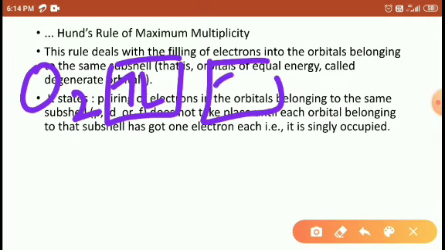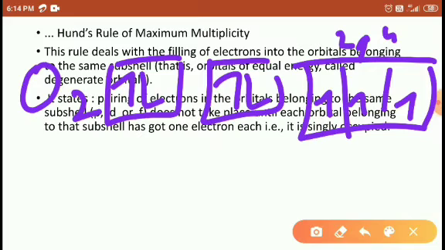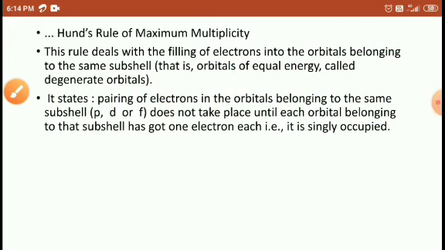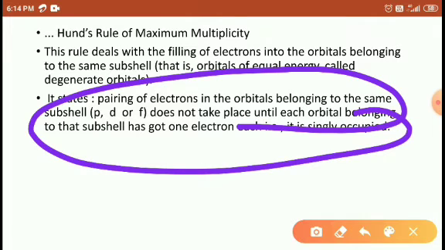1s2, 2s2, and here 2p4. The 2p4 means 4 electrons. First we have to fill all the singly occupied orbitals. After the singly occupied, they all have equal energy. After that, the extra electrons are shifted into the first subshell again. So this is explained by Hund's rule. Pairing will not take place until all the orbitals are singly occupied.